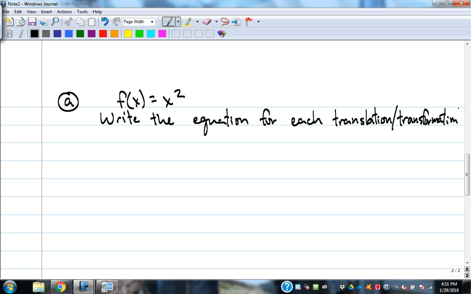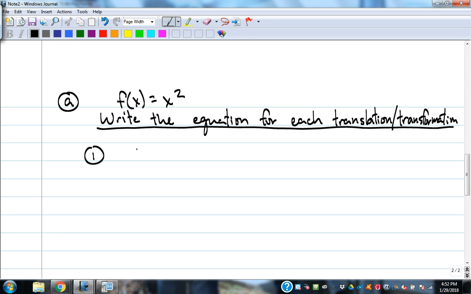The difference in those is a translation is moving it this way or that way or up or down. A transformation is the stretches and the compressions. You don't have to know that difference, but that's why they use both words there.